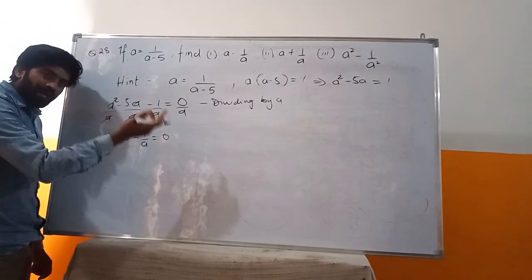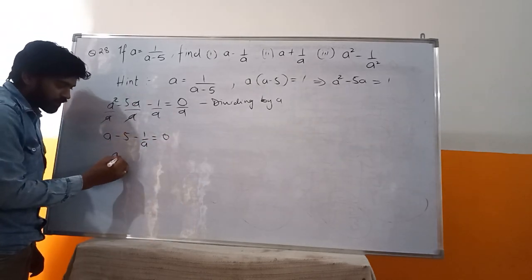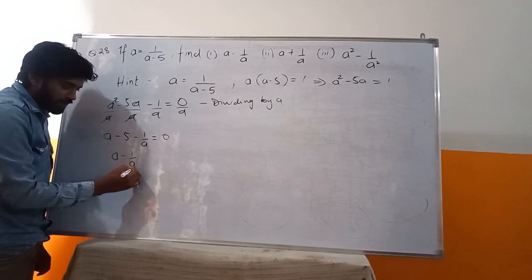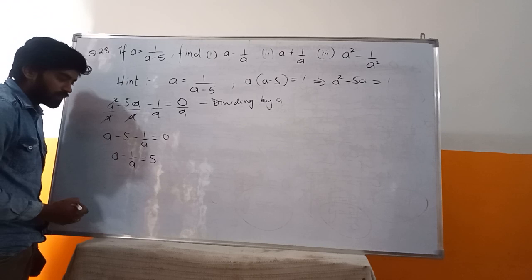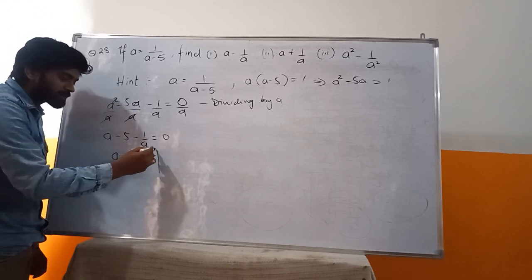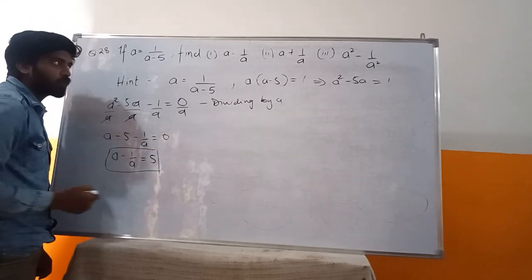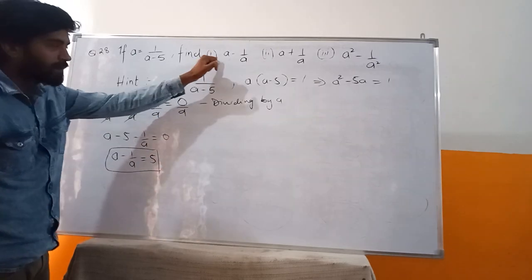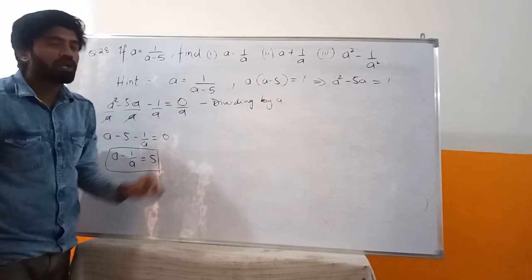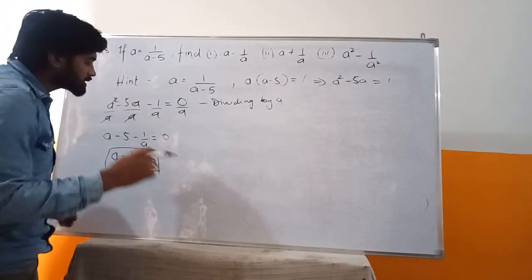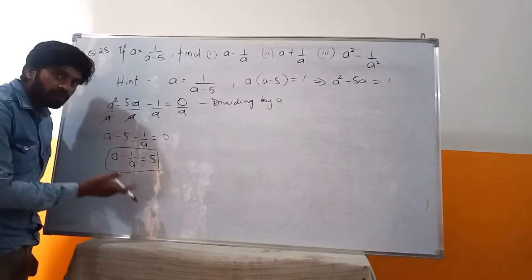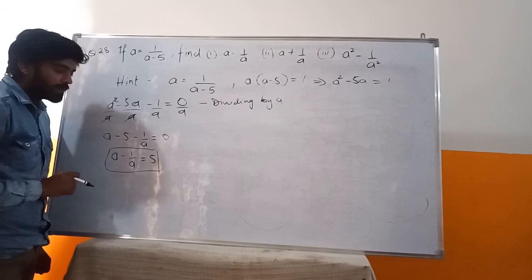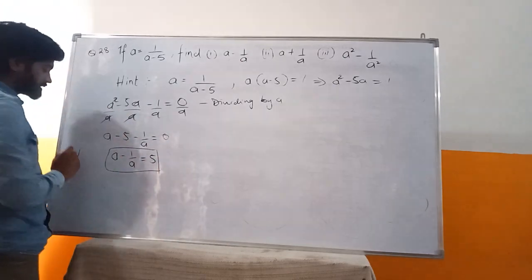But I need to shift minus 5 to that side. So what do I have left? a minus 1 upon a equals minus 5 goes to that side. What's the value? 5. Now you might see the very first part that I had to find. What did I have to find in the very first part? a minus 1 upon a. I had to find its value. What's the value for that? Can you see? a minus 1 upon a is 5. Okay, so the very first part is done.